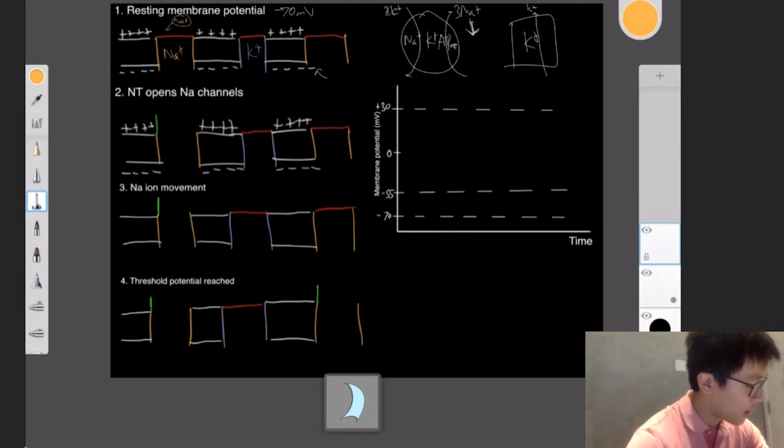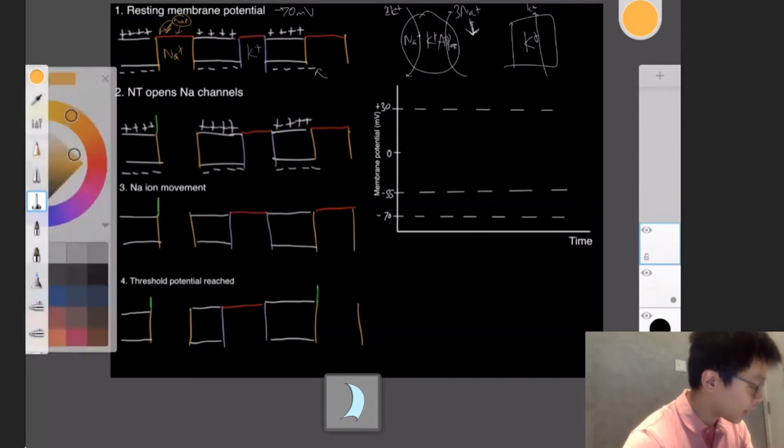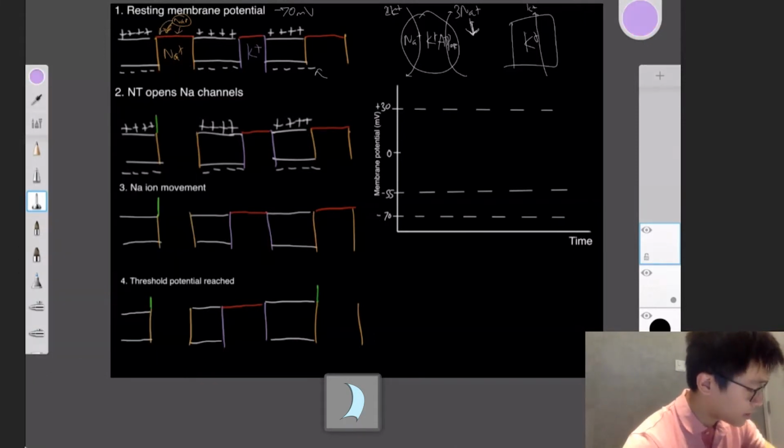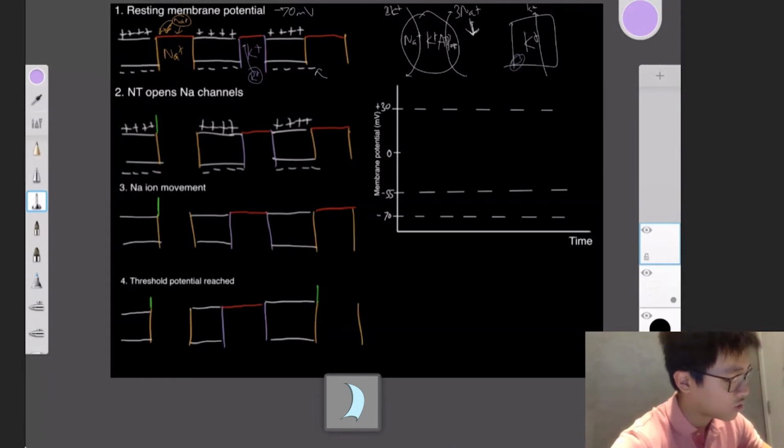So no matter how much the sodium tries to move in, it can't move into the cell. Likewise, these potassium channels are closed. So as potassium tries to leak out, although there are these leaky channels, they can't actually leak out from the higher concentration of potassium to offset the resting membrane potential.